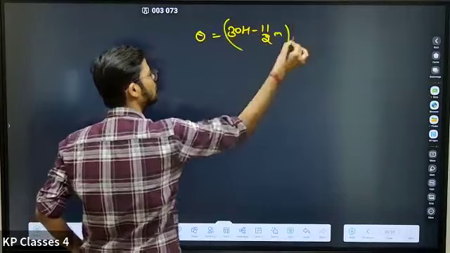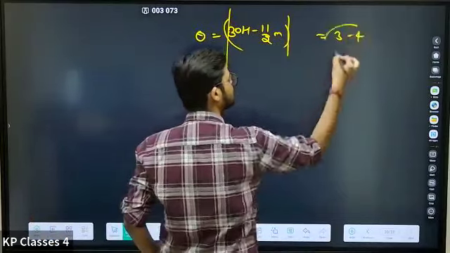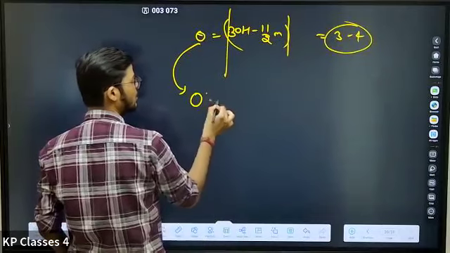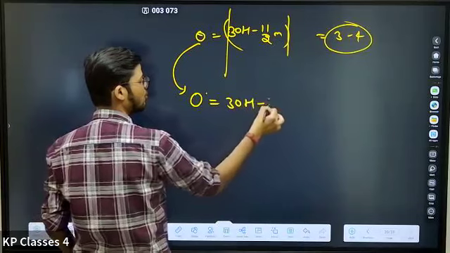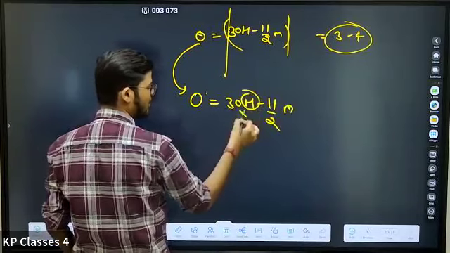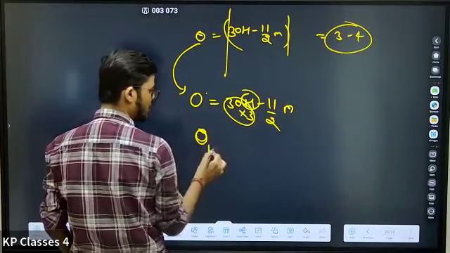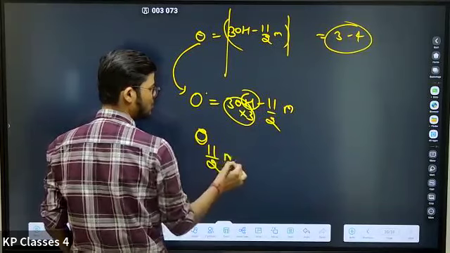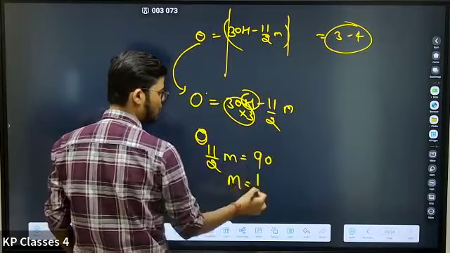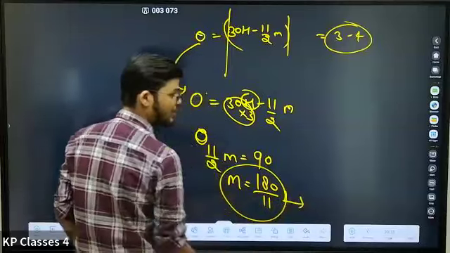Now let's take an example between 3 and 4. This mod is there. Theta, we are saying, is 0 degrees. So 0 is equal to 30h minus 11 upon 2 m. I am saying h is 3, so keep 3 here. Theta is 0, so 11 upon 2 m is equal to 30 into 3, which is 90. m is equal to 90 into 2, 180 by 11. That is the answer.